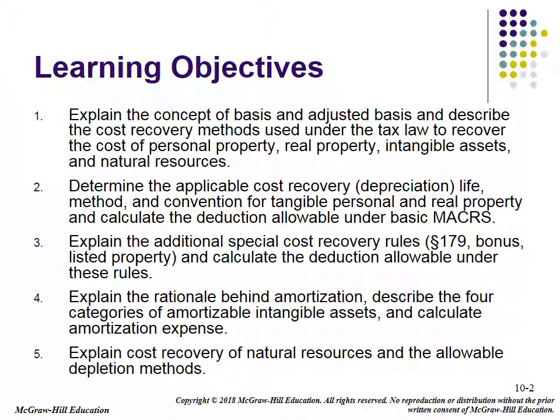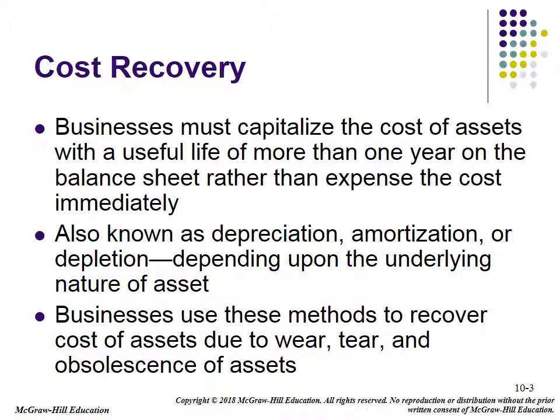Explain the additional special cost recovery of 179 bonus listed property and calculate the deduction allowable under these rules. And then explain the rationale behind amortization and the 4 categories of amortizable intangible assets and calculate it. As I said, we're not covering Objective 5. So we're focusing on businesses here and real estate, rental real estate.